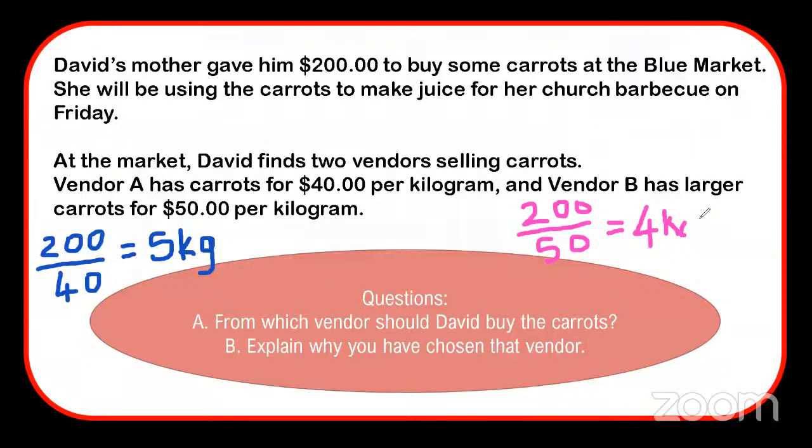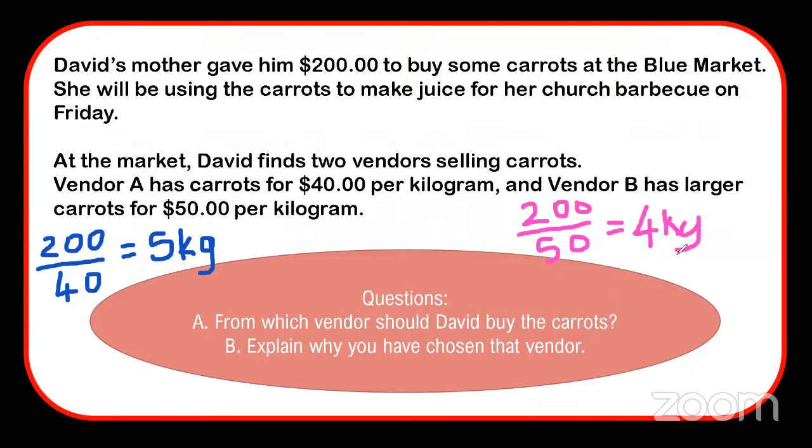Does it matter if the carrots are big or small? Because if I go to the market and I can spend $200 and get 5 kilograms of carrot, or spend $200 and get 4 kilograms of carrot, would you take the bigger? Wouldn't you take the larger quantity, the larger amount? Because we're buying it by the weight, right? We're buying the carrots per kilogram, and of course in Jamaica we say per pound.